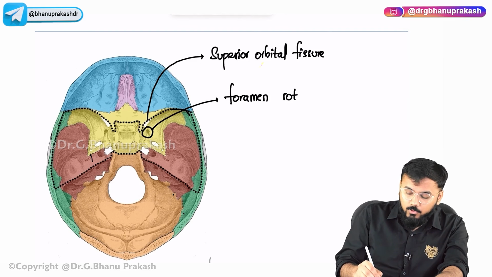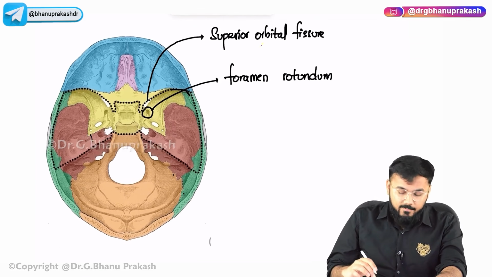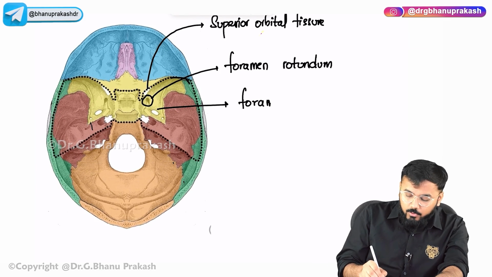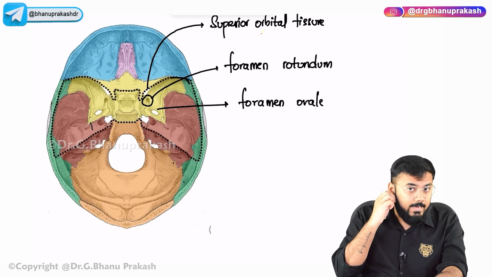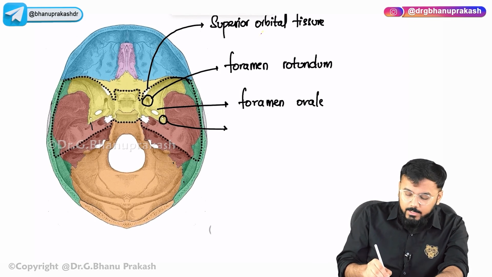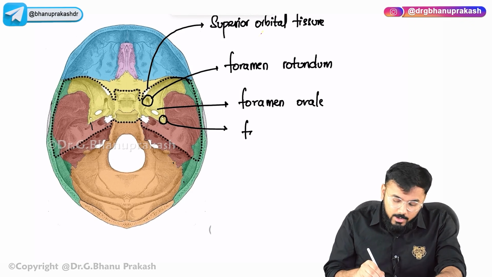What do you call this? Foramen rotundum. Okay. After foramen rotundum, this oval shaped opening you call foramen ovale. I think we discussed this earlier, right? Now beneath this foramen ovale, you see a small opening here like a spine. This is called foramen spinosum.